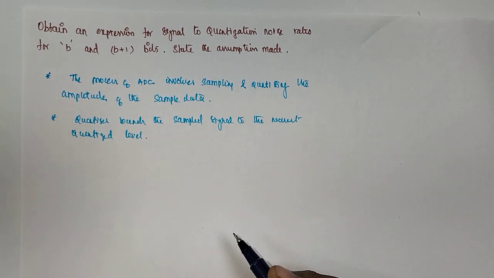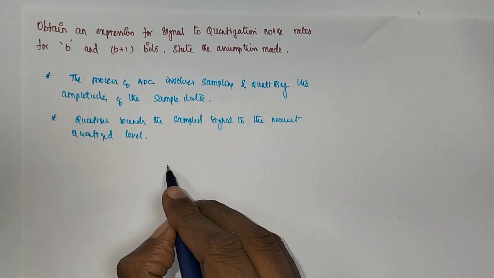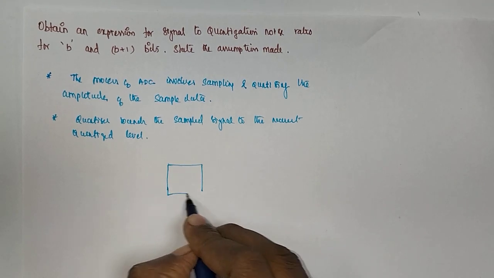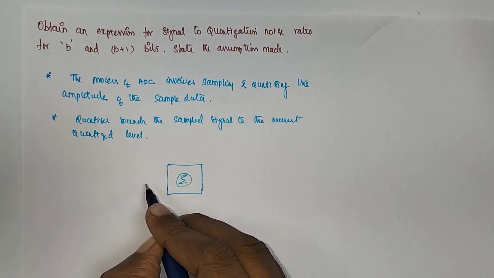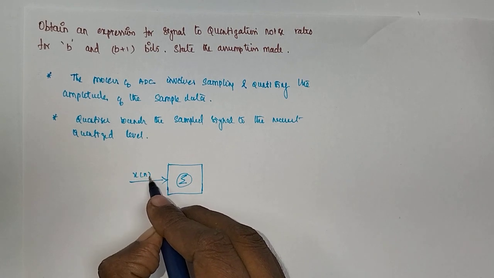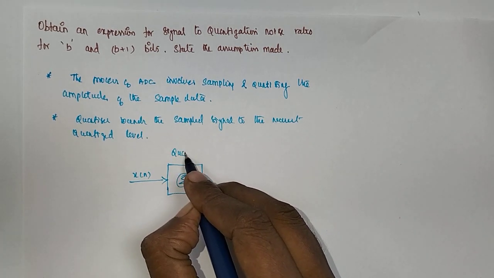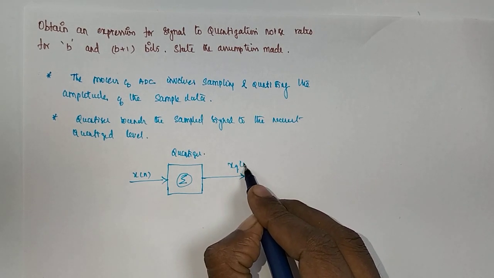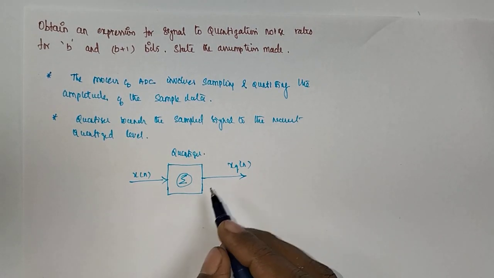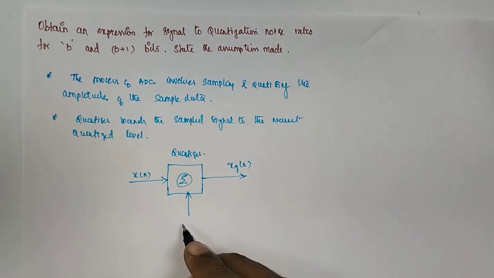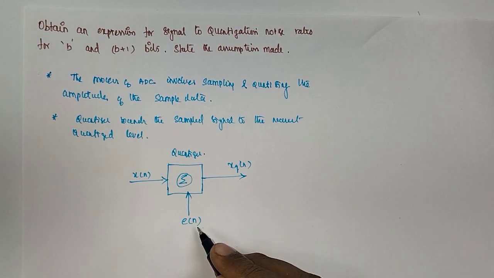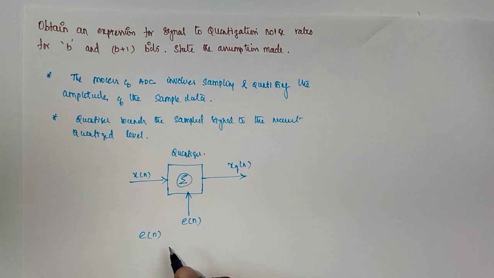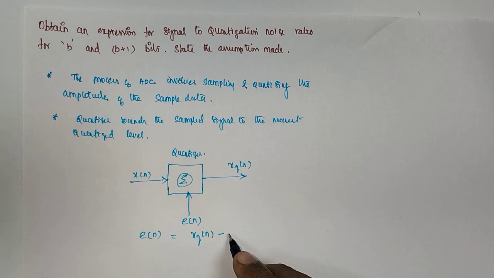So the general block diagram for this quantizer is a summer. This is the input signal x of n, this one is the quantizer, and this is the quantized output. Here, due to the quantization process, definitely we may have some error. The error is the difference between the quantized output and the input signal.